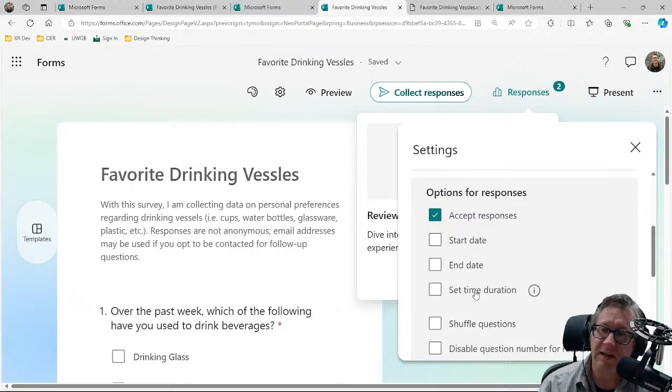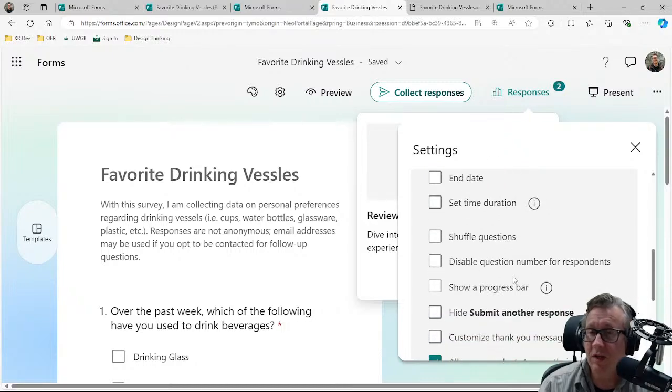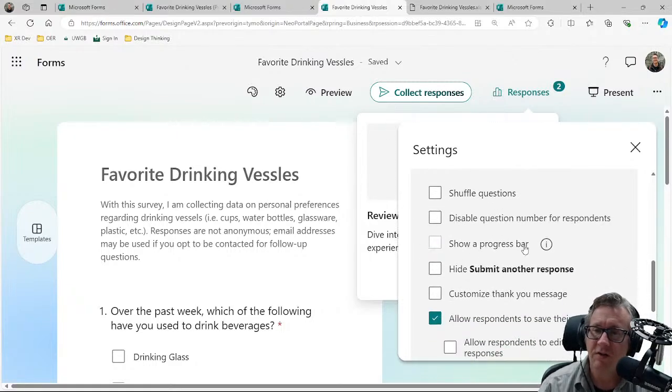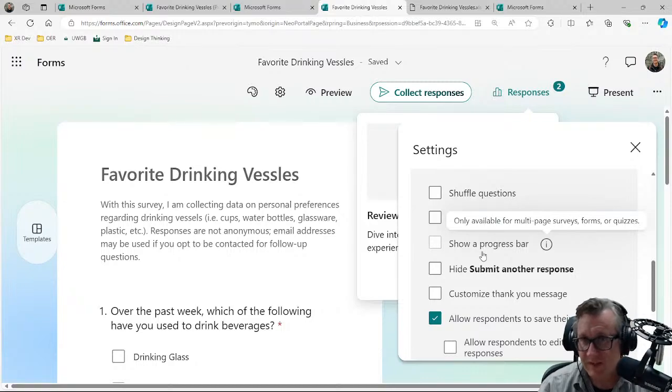The start date, end date, set time duration. So if you were doing a quiz, or if you want to add a time crunch for whatever reason. Shuffle the questions: if you're shuffling the questions, you're clearly looking at more of a quiz type situation, whereas a good, thoughtful, intentional survey design is structured in a way that you get some categorical demographic information up first, and then you build those questions so that they build off of one another. Okay, show a progress bar. Oh, that's interesting. Only available for multi-page surveys. So if you had several pages, you could show a progress bar, which is always good.